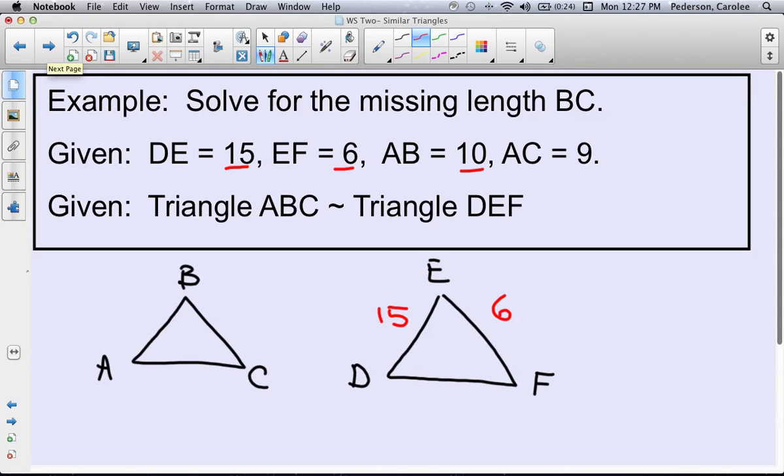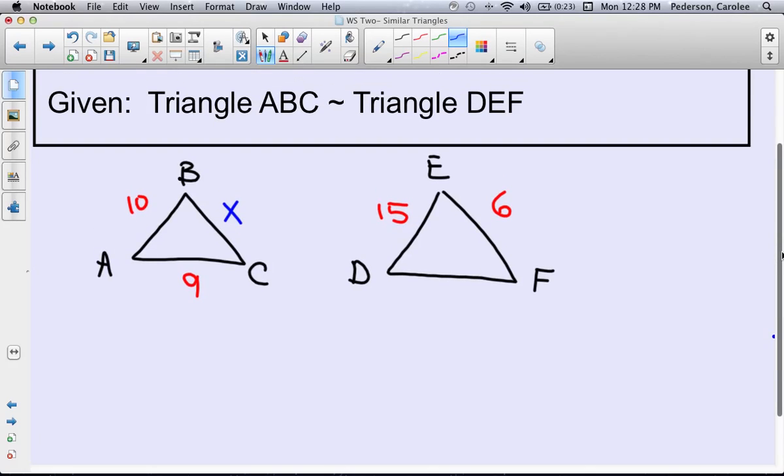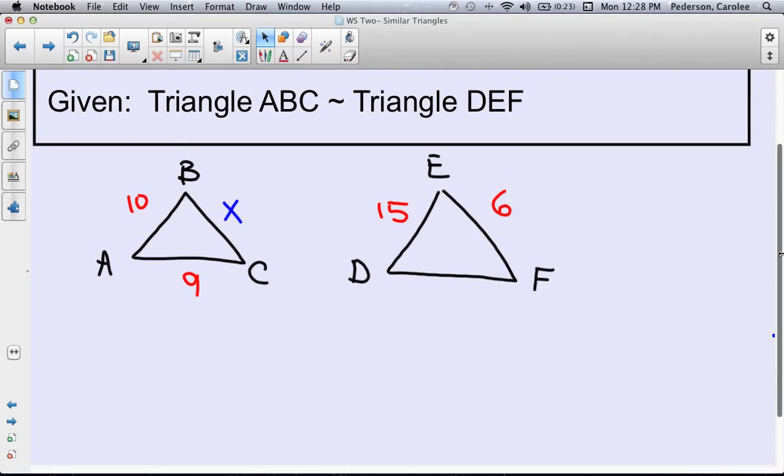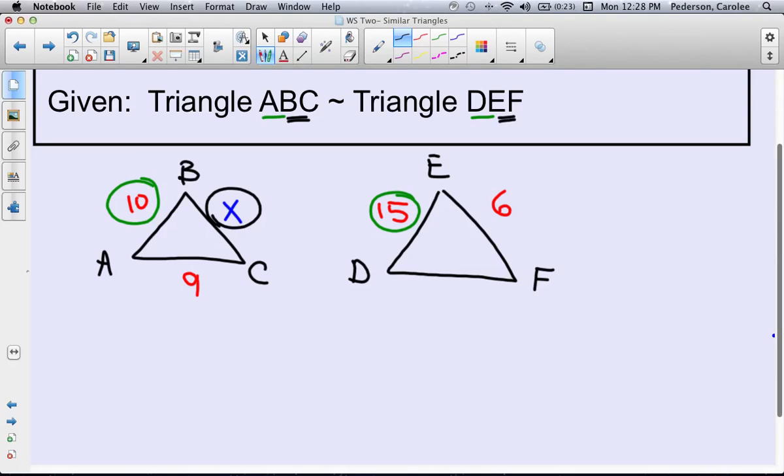AB is 10. AC is 9. And we want to find out what is the length of BC. That's our unknown. So we're going to, again, choose the correct corresponding sides of the triangles. So start with segment AB. Segment AB corresponds to DE. Segment BC corresponds to EF.